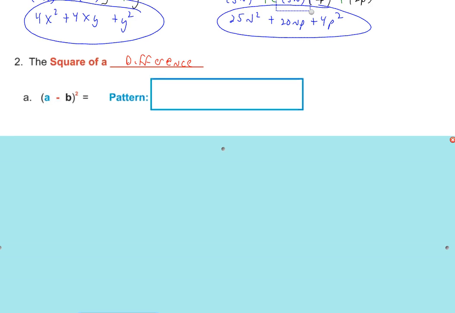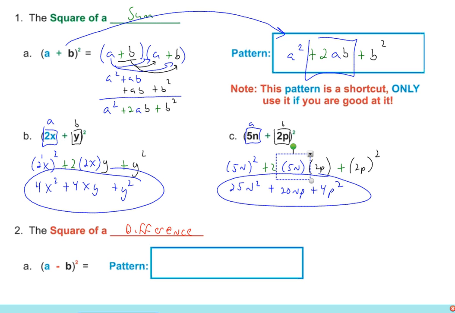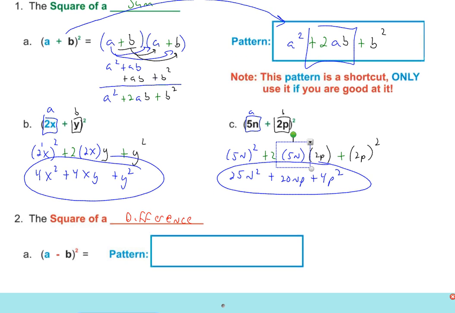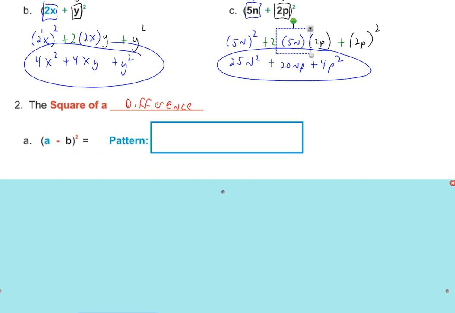If you look at the square of a sum, you got a green plus sign. Here you got a red minus sign. That's it. It's the only difference. So would it surprise anybody if you start off with a squared? Hopefully it doesn't surprise anybody that you end up with positive b squared. The only question is, what is the middle term of this trinomial? Anybody want to take a stab at it?